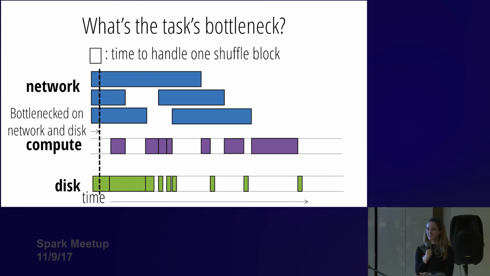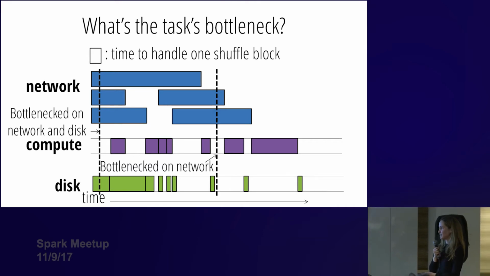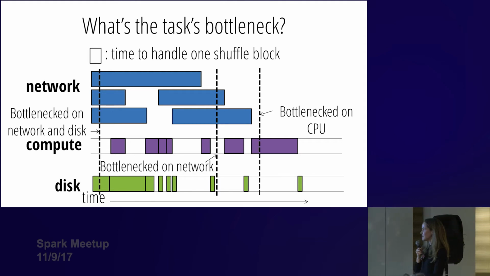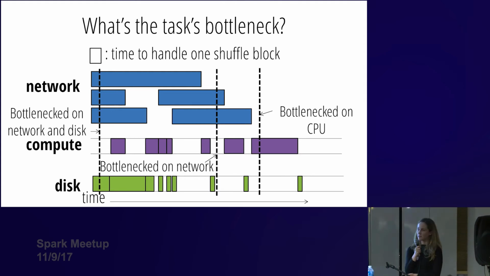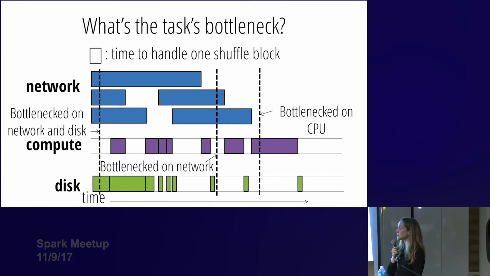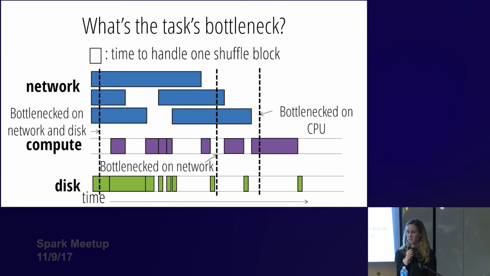At the beginning, the task is bottlenecked on the network and the disk. Then there are points in the middle where the task is bottlenecked on other things. Like here in the middle, the task is bottlenecked on the network. And then at the end, the task is bottlenecked on the CPU. So there's not a simple answer to even this basic question of what is the bottleneck.